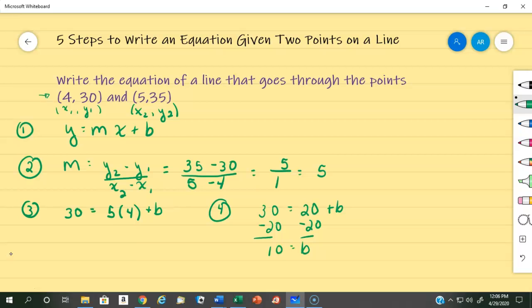And so my last step is to substitute the values of b and m, so the y-intercept and the slope, back into my formula y = mx + b. So my final answer for step 5 is y = 5x + 10, with the m value of 5 and the b value of 10. And that has been the 5 steps to write an equation given 2 points on a line.